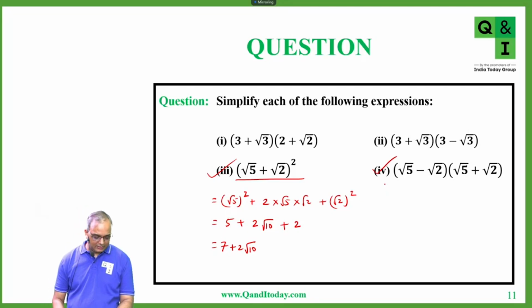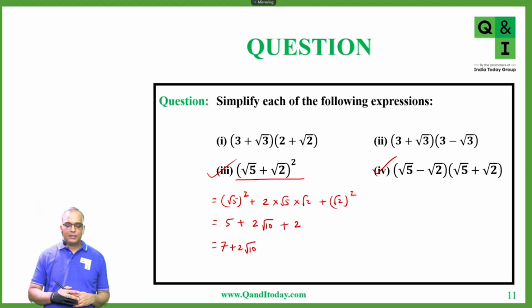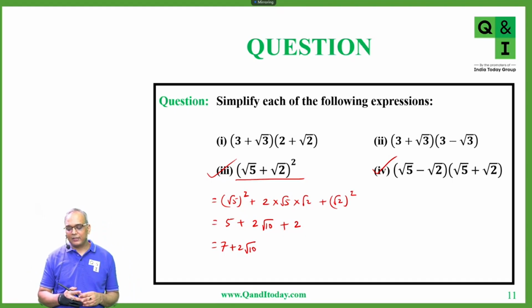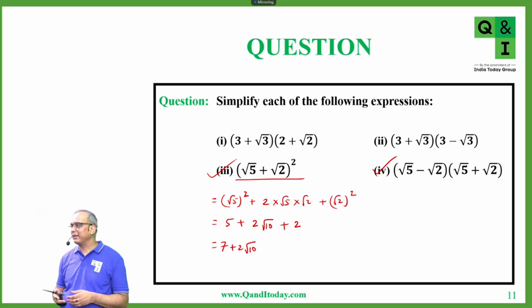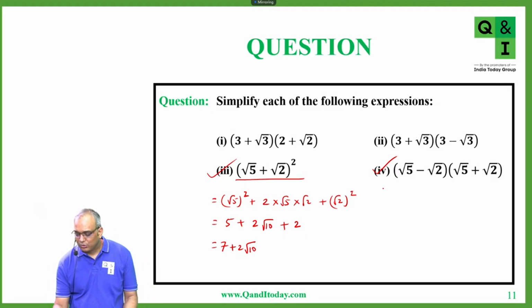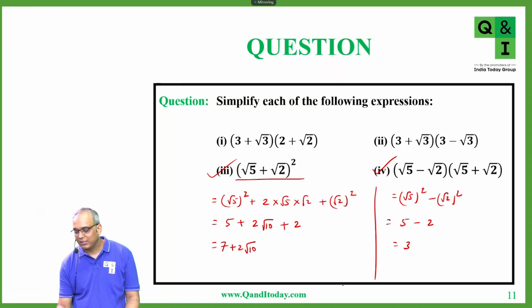Now fourth one. This is easy. Quickly tell me the answer for the fourth one. Again, same identity. X minus y into x plus y will give you x square minus y square. So root 5 minus root 2 into root 5 plus root 2 will be root 5 square minus root 2 square. Yes, correct, Ane. It is 3. Root 5 whole square is 5, minus root 2 whole square is 2. 5 minus 2 is equal to 3.